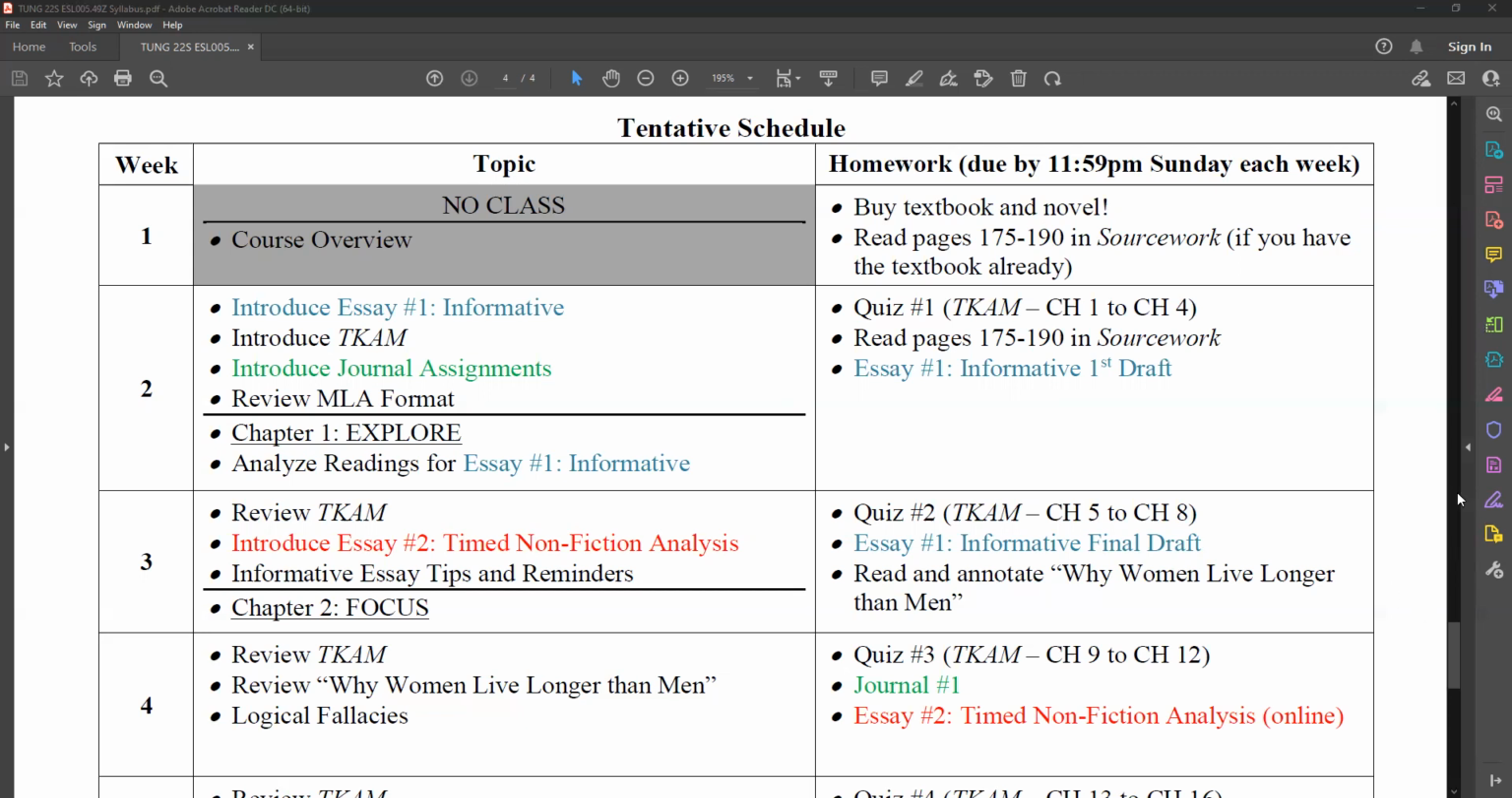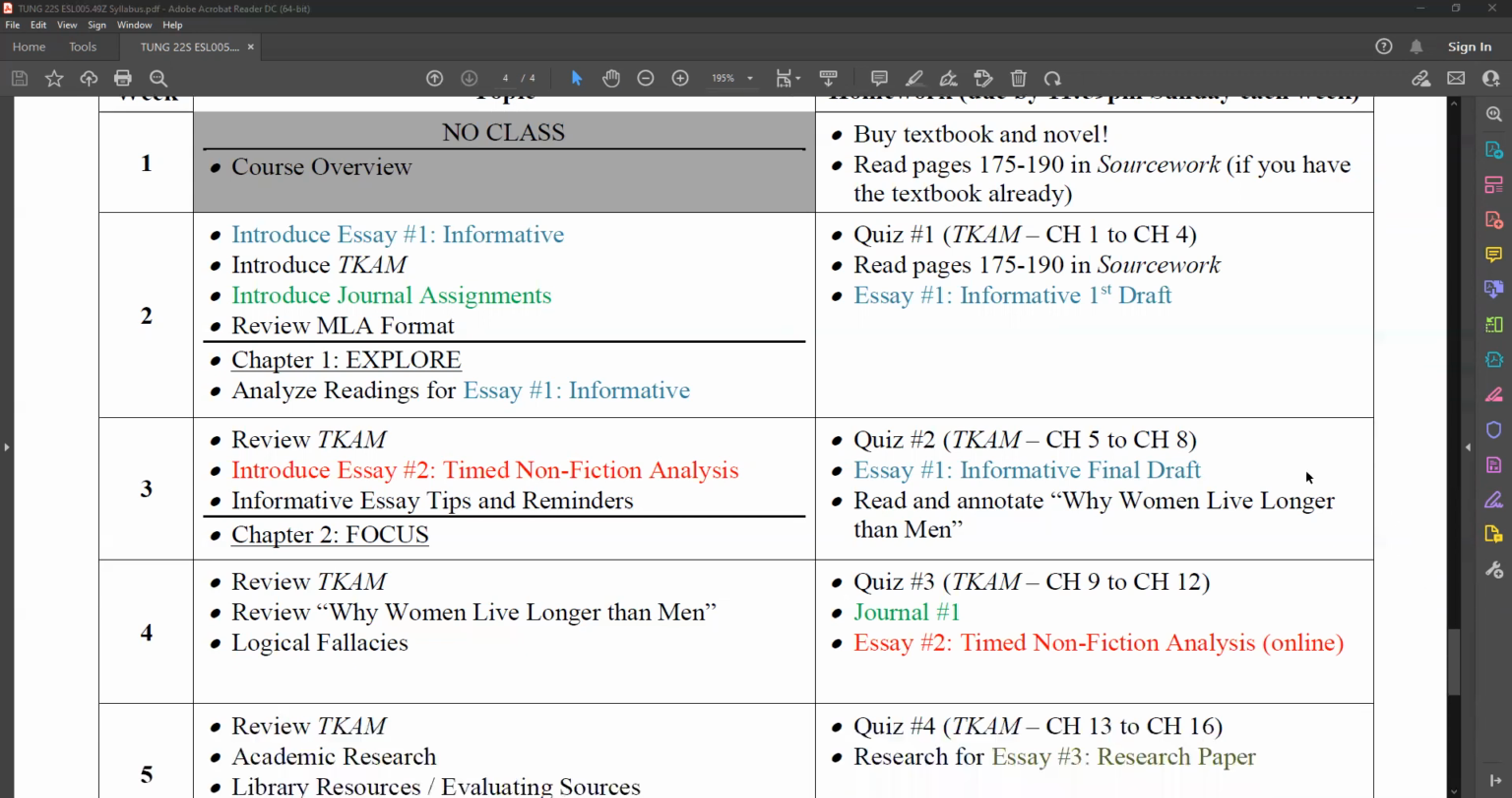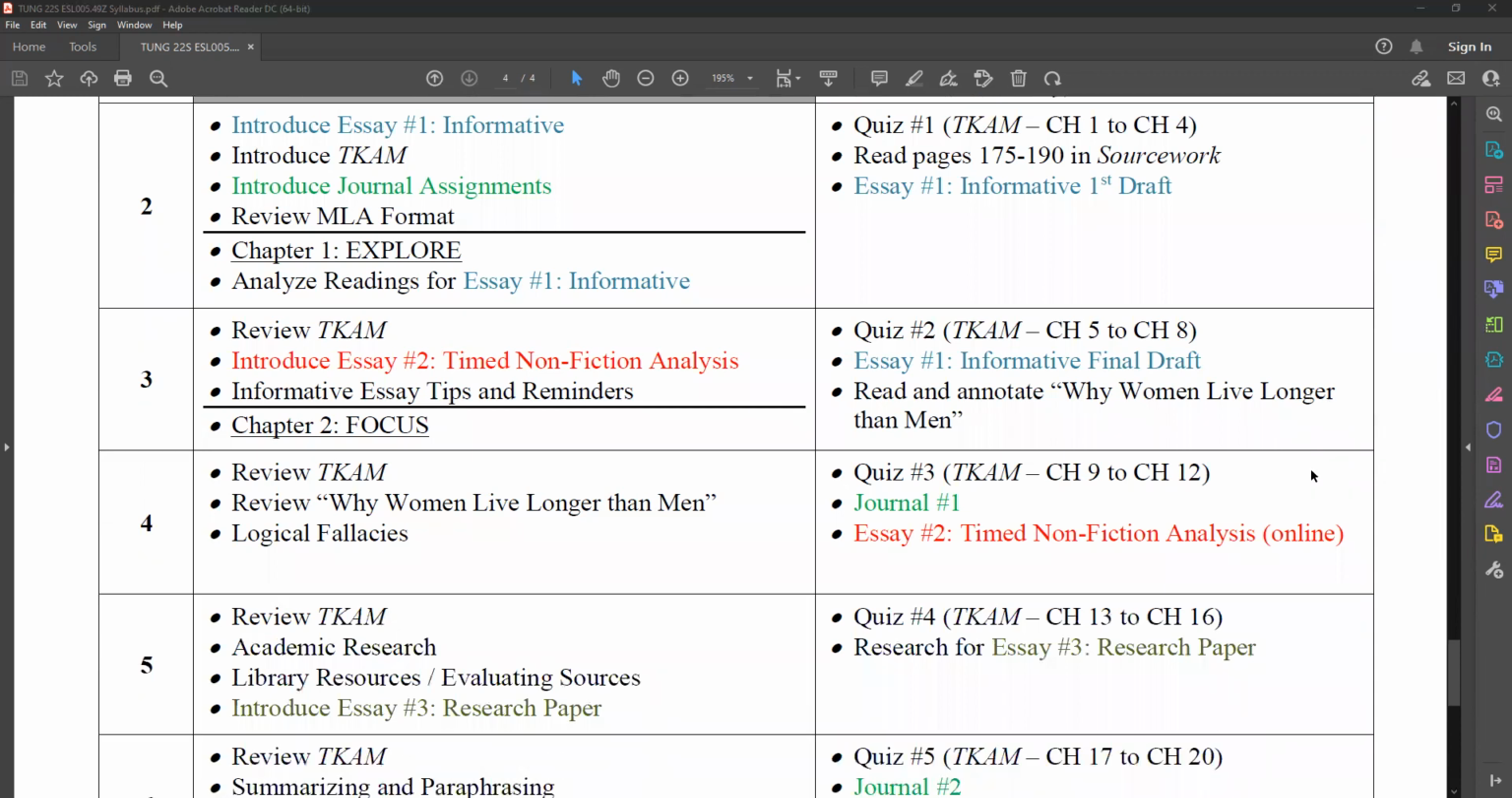Okay, so week 2 on Monday, we'll go ahead and talk about essay number 1. I'll introduce that. I'll introduce To Kill a Mockingbird for us. I'll introduce the journal assignments, and I will review MLA format for us, because all of our assignments at this point in this class need to be written following MLA format.